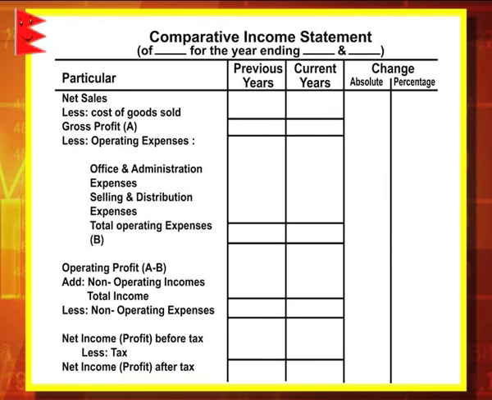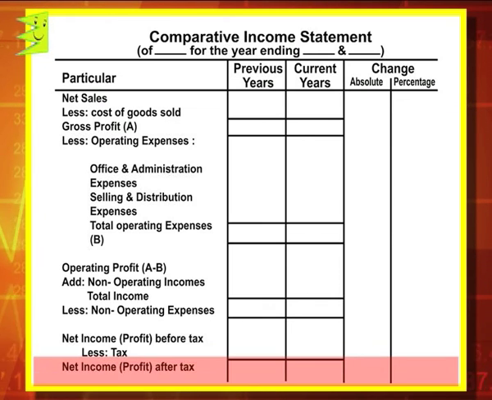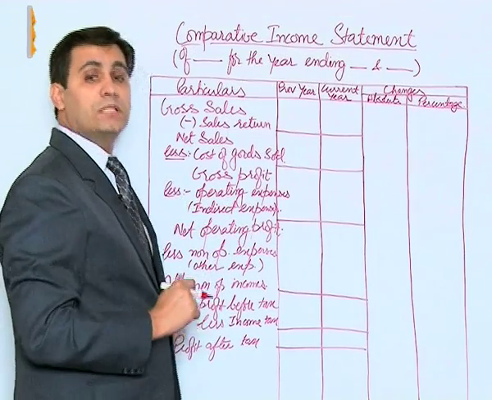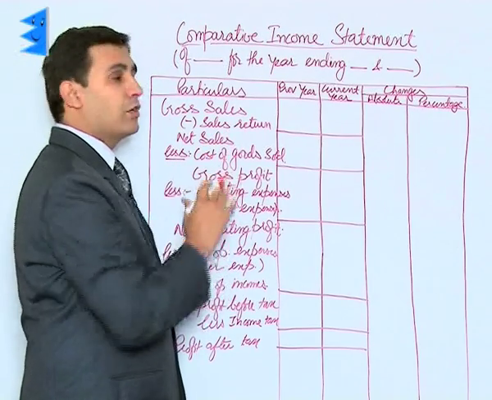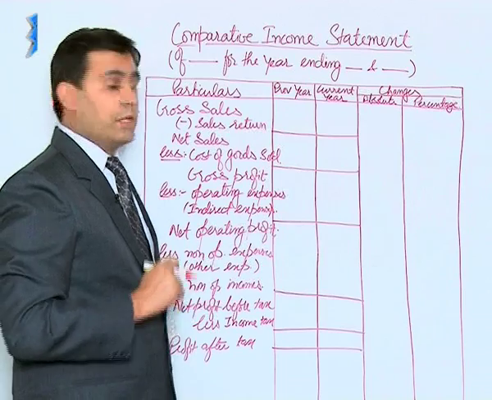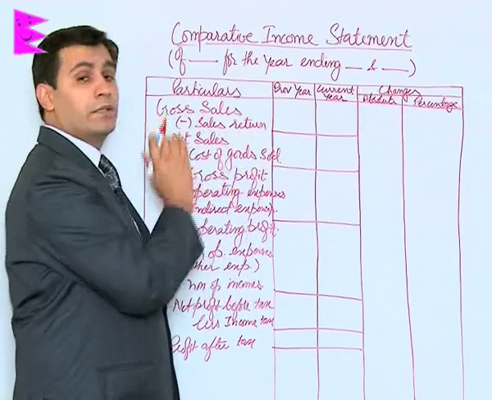And lastly, from this deduct income tax and we will get profit after tax. This would be the final result. Remember, those figures or those particulars which are not there in the question can be ignored altogether. Now let's say sales return is not there, so you will start directly from net sales.